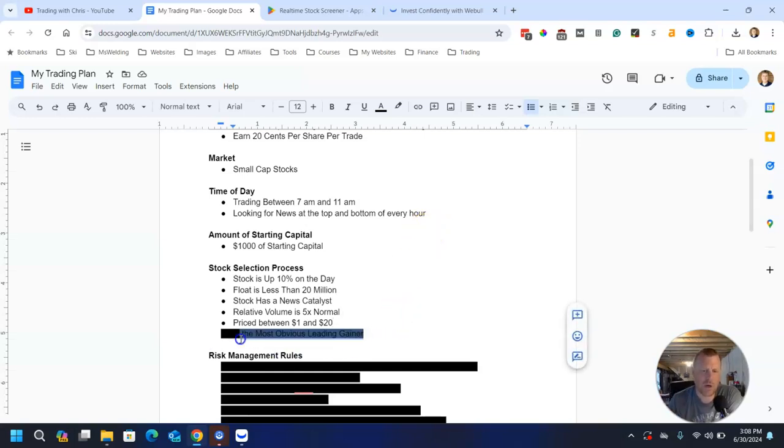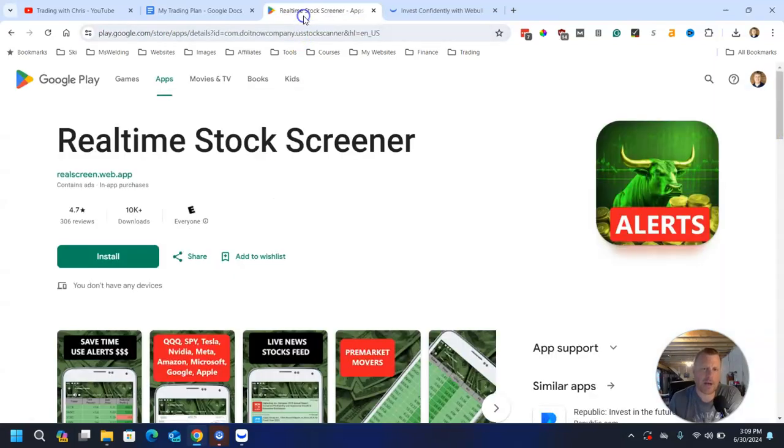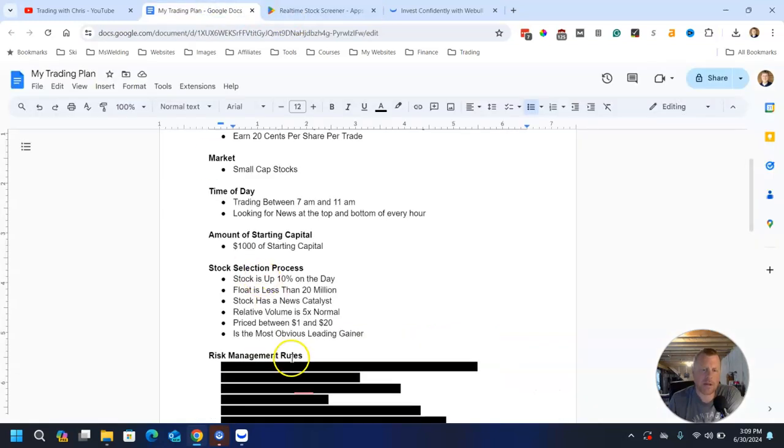All right, and then there's one more, and that is that we want the most obvious leading gainer of the day. Why do we want to pick the most obvious one? Usually if you're looking at the app that I showed you, you're going to find that the leading gainer on that list, as long as it's not a penny stock, is probably the one you want to be trading. And that's just how it is. Now, if it's a penny stock, I usually move down the list until I find a stock that fits the criteria that I'm showing in this.